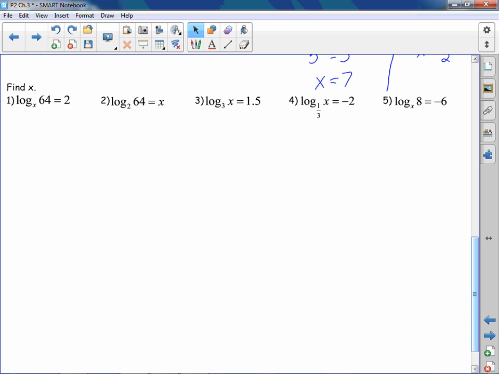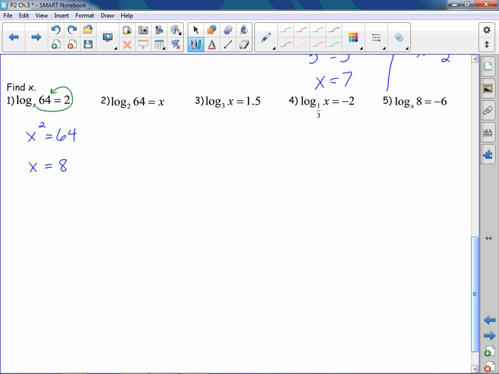X to the 2 equals 64. What's x going to be? 8. And it's not plus or minus 8, just write 8. It's just a positive. You can't have a negative right here where the 64 is.